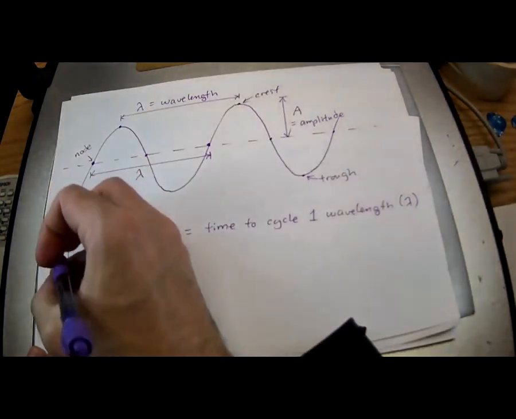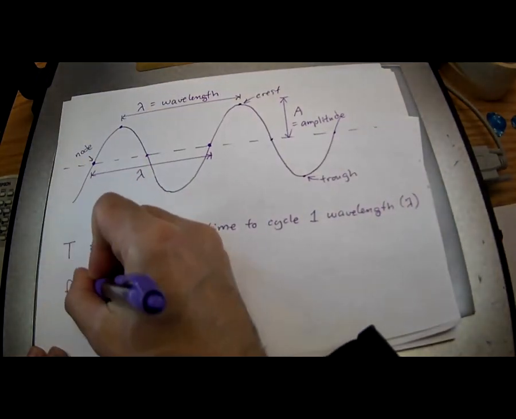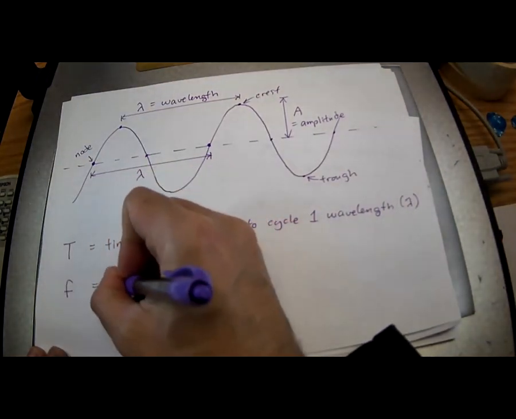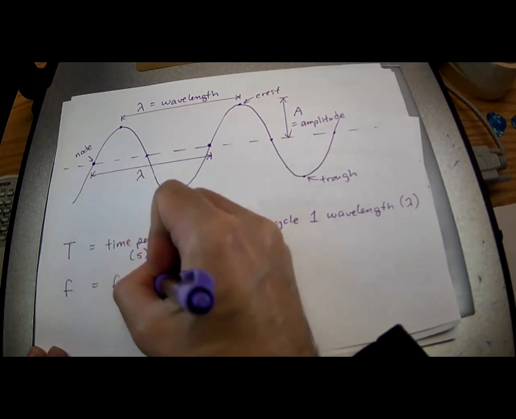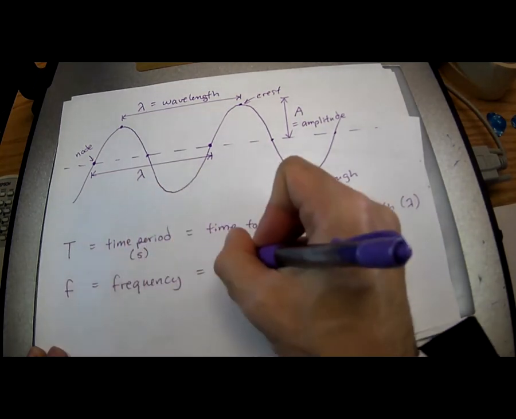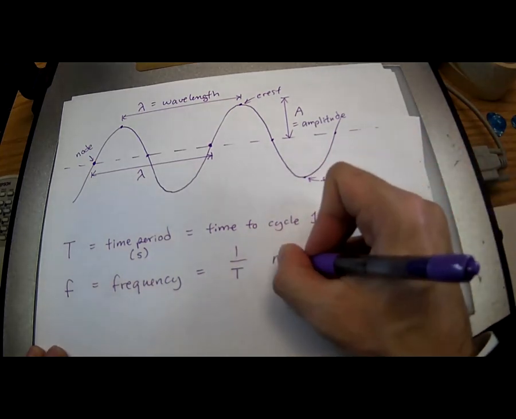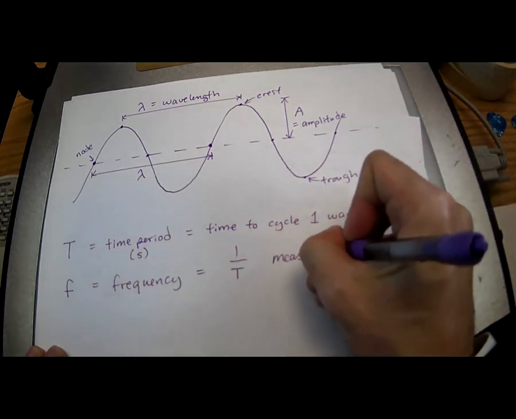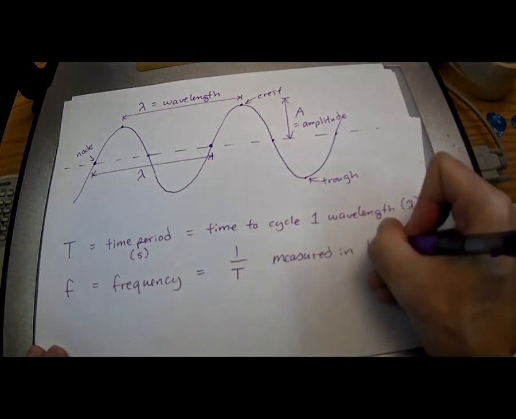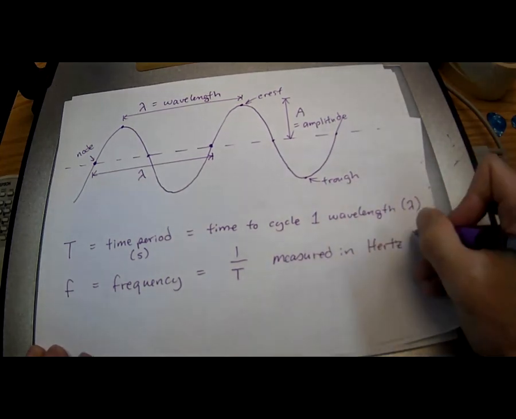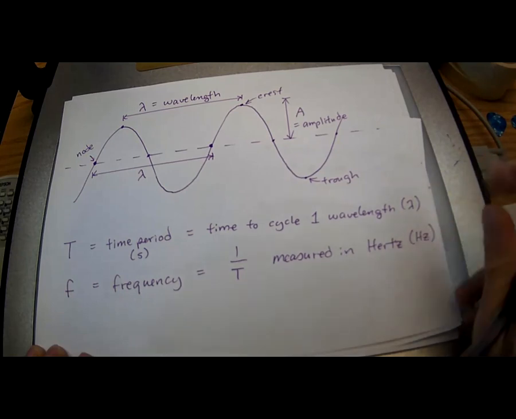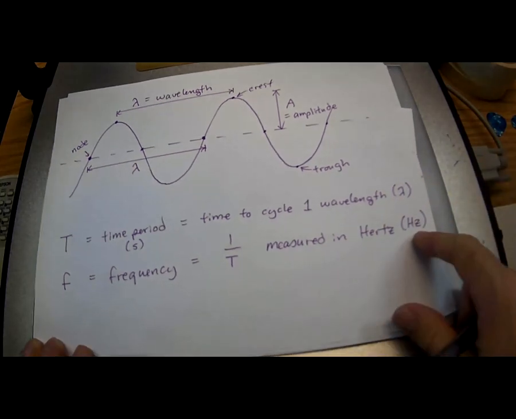There's also this property called frequency. And that's the reciprocal of time period. That would be measured in hertz, which is called Hz, right, is the symbol for that. Hz is hertz.